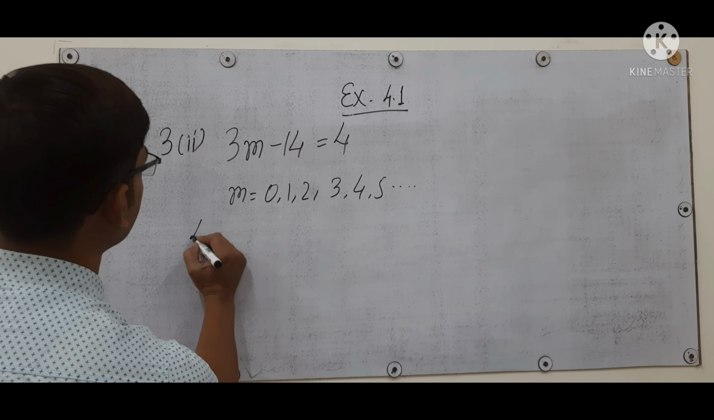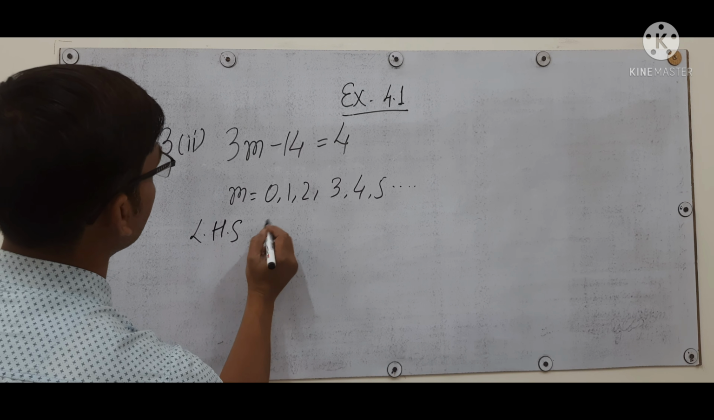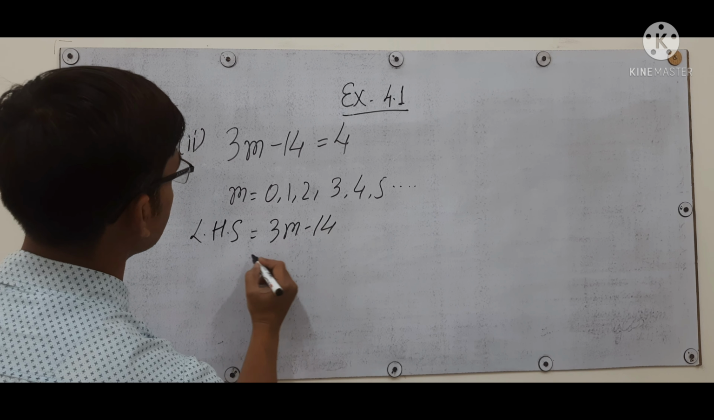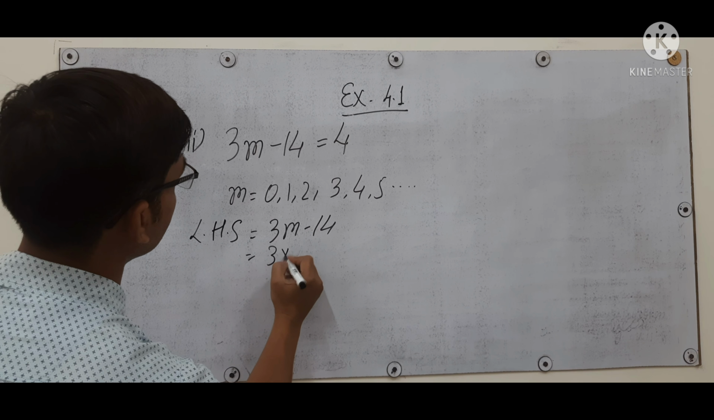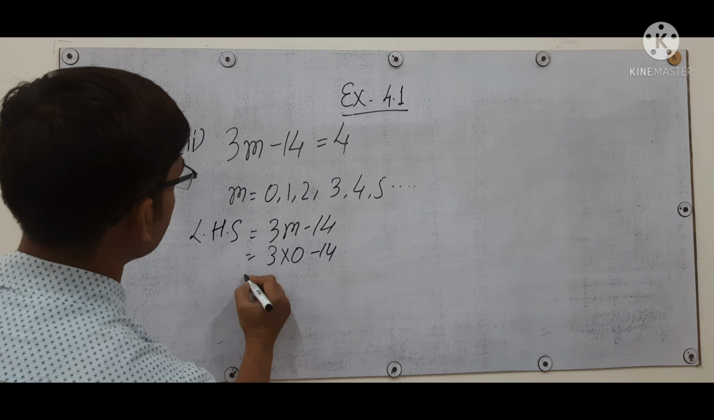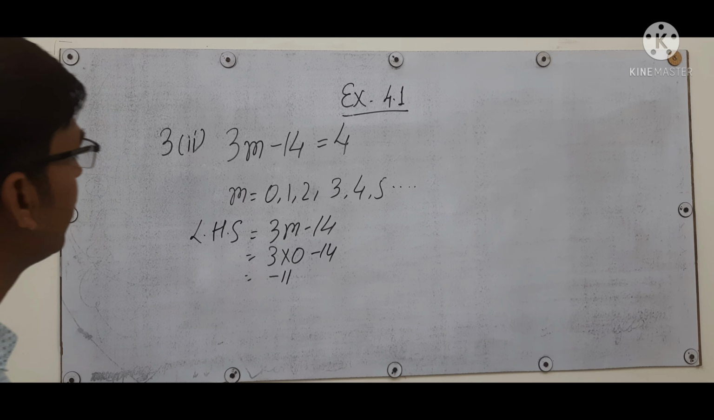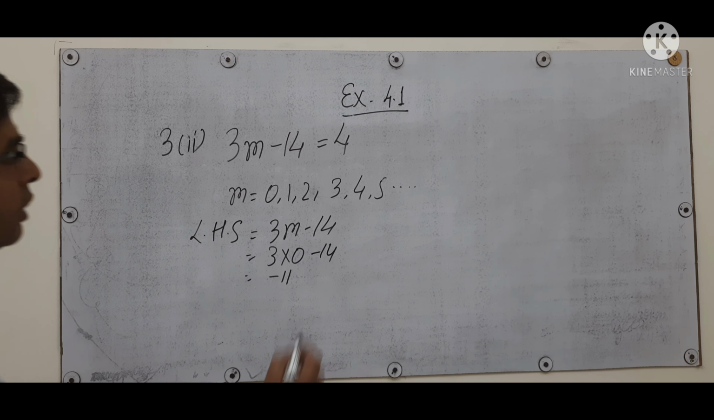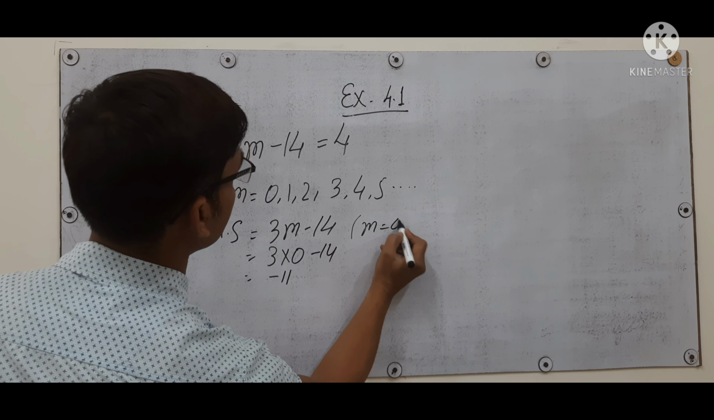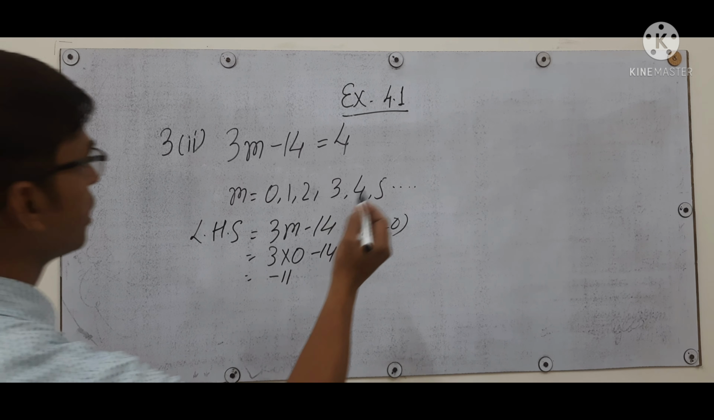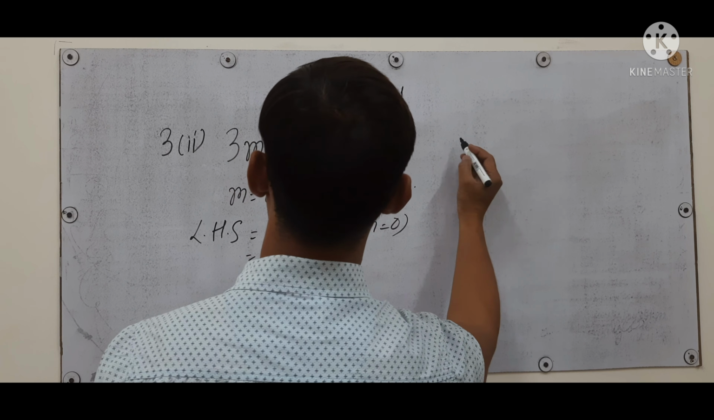First of all we will take the left hand side and put the value of m equal to 0, that is 3m minus 14. So if we put m equal to 0, then it will be 3 cross 0 minus 14. So simply it will be minus 14, so we will find that when m equals 0, the solution will be minus 14 and not 4. So now we will put the value m equal to 1.